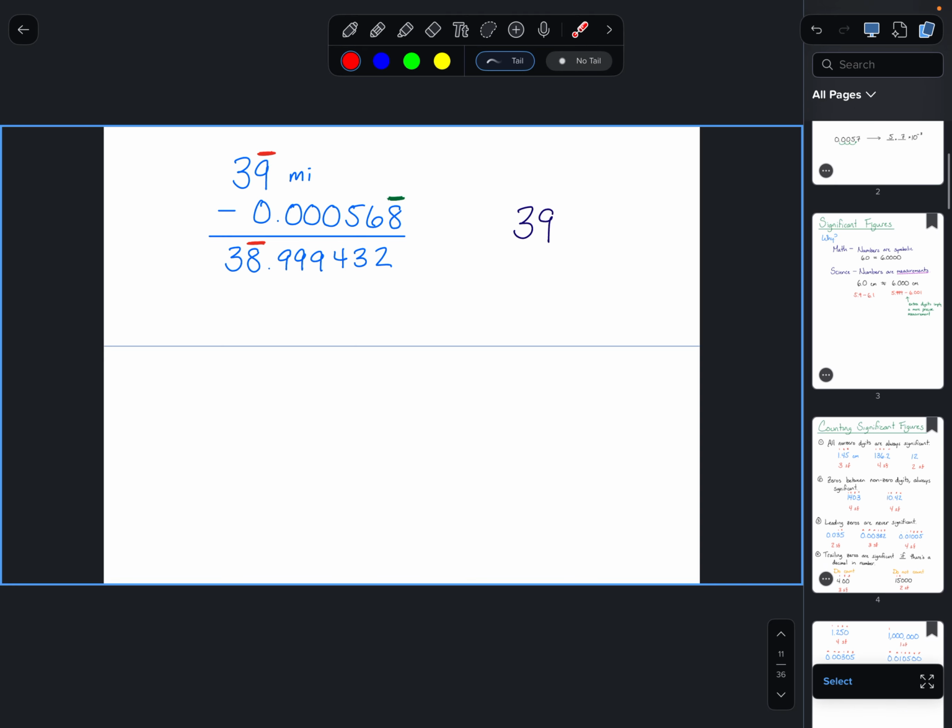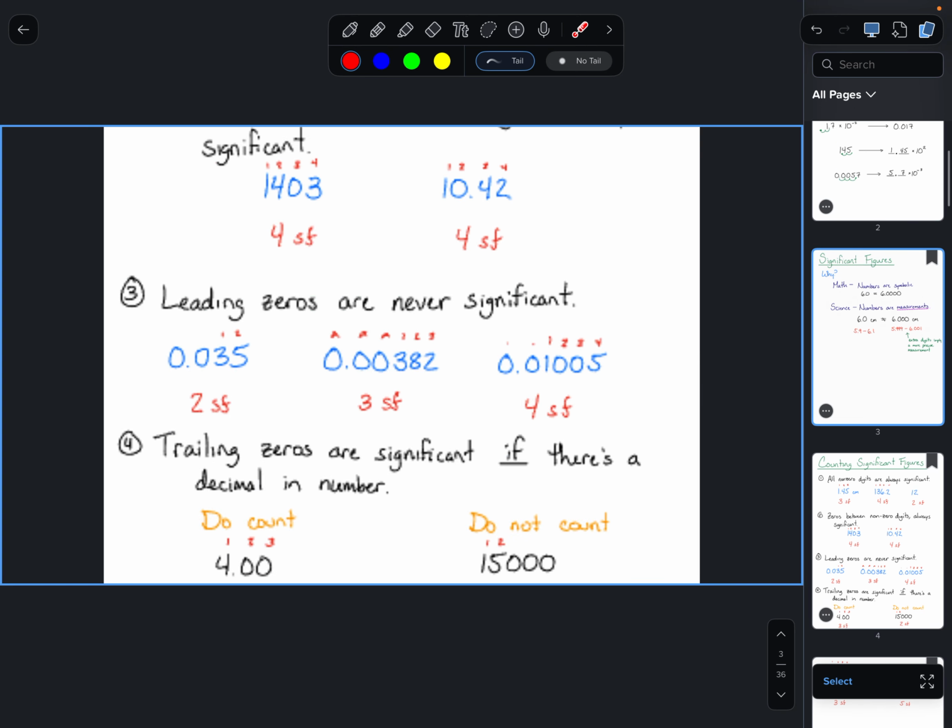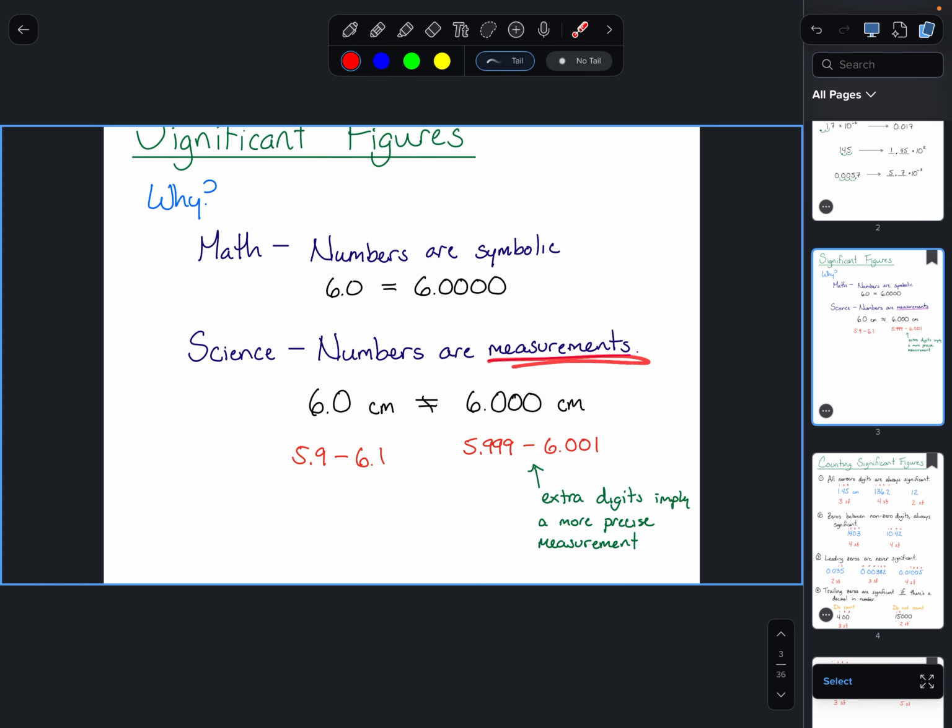Remember, sig figs are all about the fact that in science, our numbers are measurements, and we cannot overstate our confidence or our precision in these measurements. We do so by displaying digits. The more digits you have, the more precise your measurement is. All right, and when we start analyzing these measurements, we don't want our answer to over-represent our confidence either, which is why we have these carrying rules.